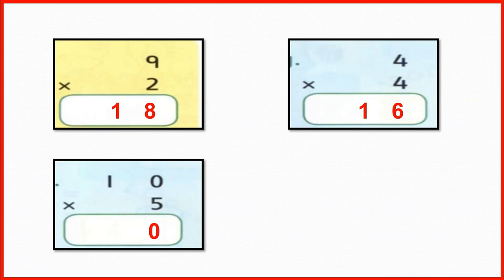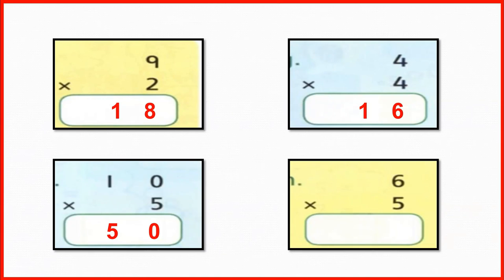Now multiply 5 with 1. 5 1s are 5. So here is 5. So 10 5s are 50. Now 6 5s are 30. There are 3 tens and 0 ones in 30. So here is 0 in one's column and 3 tens in 10's column.